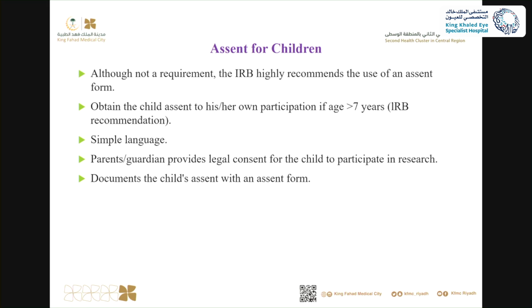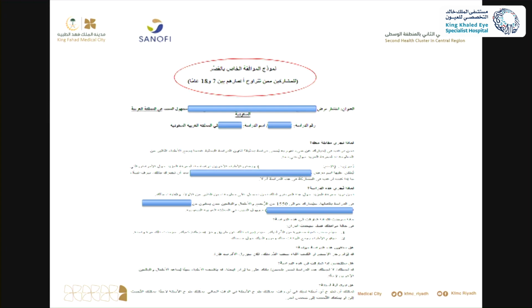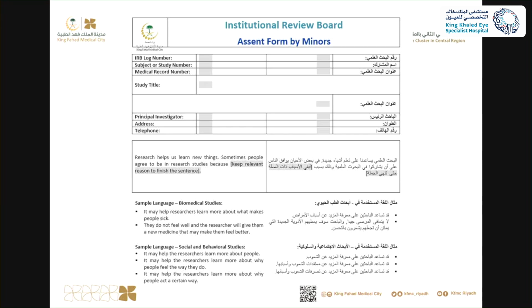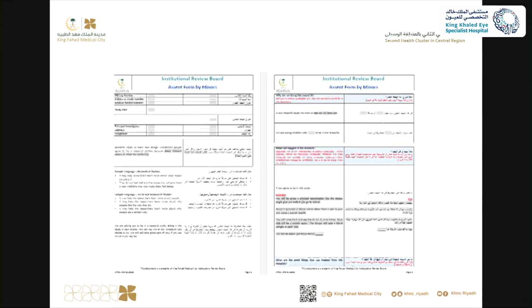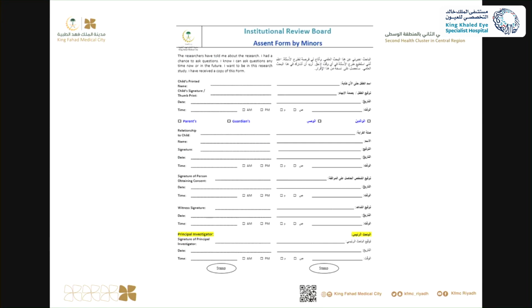We need to use simple language. Parents, guardian provides legal consent for the child to participate in research, and document the child's assent with an assent form is needed. So this is an example of an assent form, and we need to tell him in plain language that this is a research, we're going to do this, like we're going to take a simple, masalan, prick from the finger or a little bit of blood which is equal so and so, don't worry. If he refuses, like you cannot recruit. So this is an assent form for minors. This is an example of our IRB's assent forms.